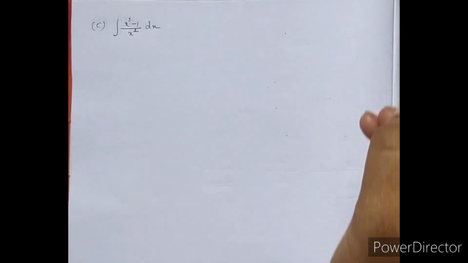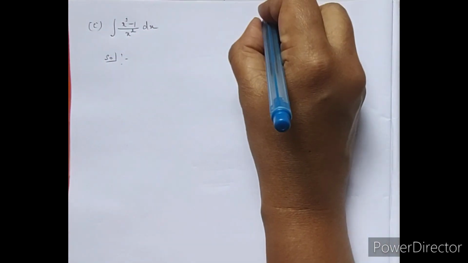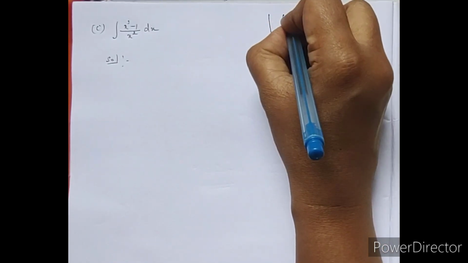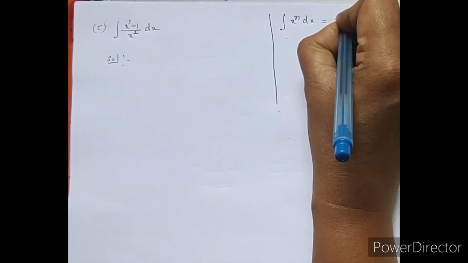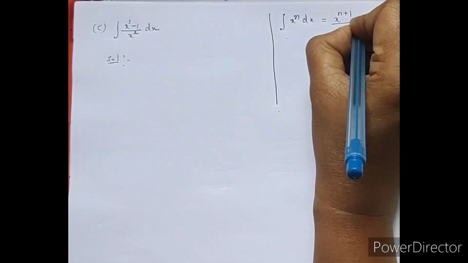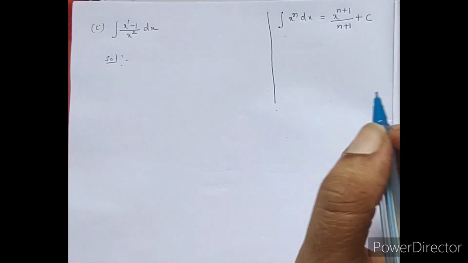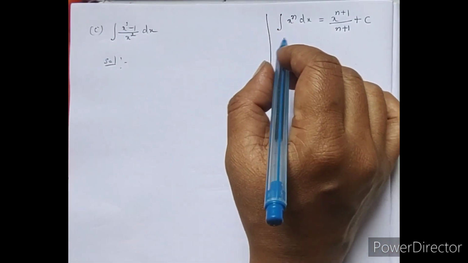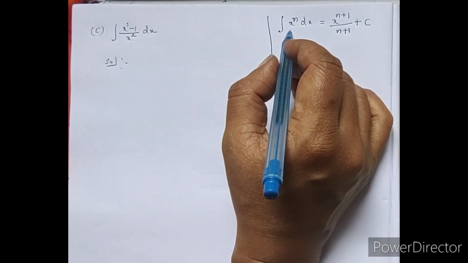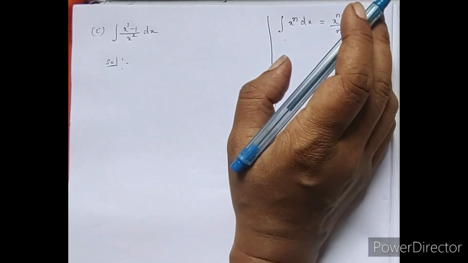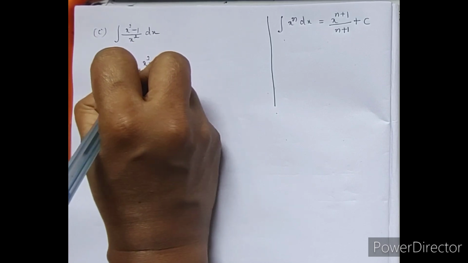To solve this, we know the standard formula of integration. So what is the standard formula of integration? It is integration of x to the power of n dx is equal to x to the power of n plus 1 divided by n plus 1 plus the constant of integration c. So that is the standard formula of integration. To use this formula, we need x raised to the power of n. But here you are having x cube minus 1 divided by x square.